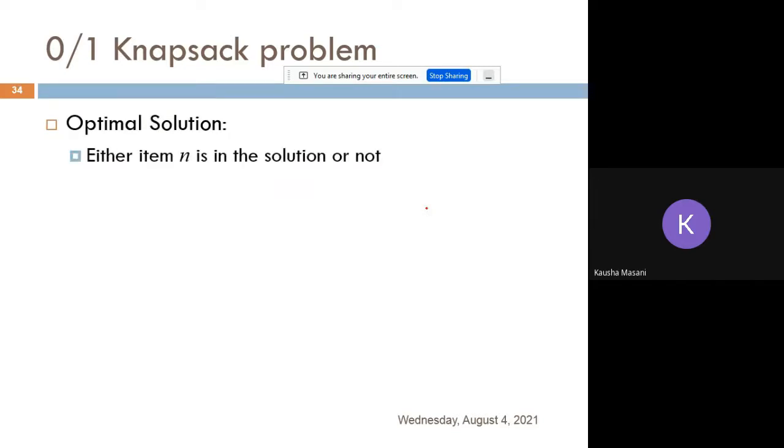Now what will be the optimal solution here? Either item n is in the solution or not. That means there will be some n items which might give us the optimal cost, or there will be no items that will be giving us the optimal cost.